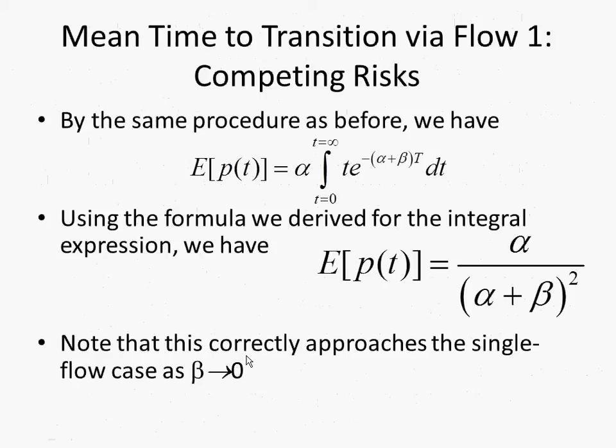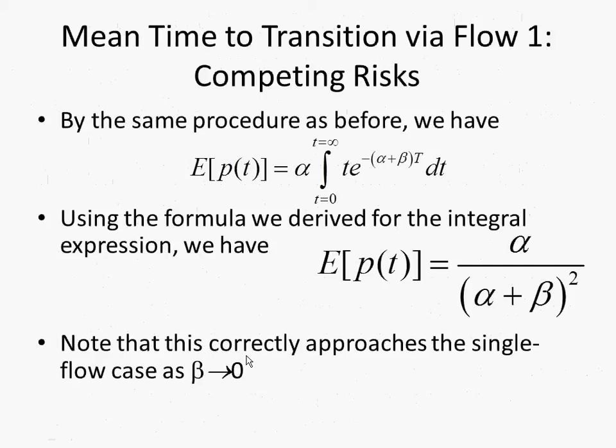If we have beta be 0, there's no competing risks. What's the mean time to leave? Alpha here is the rate constant. It's 1 over alpha, which is the mean time. We have a rate constant, it's 1 over the mean. Mean is 1 over alpha, if beta is 0.